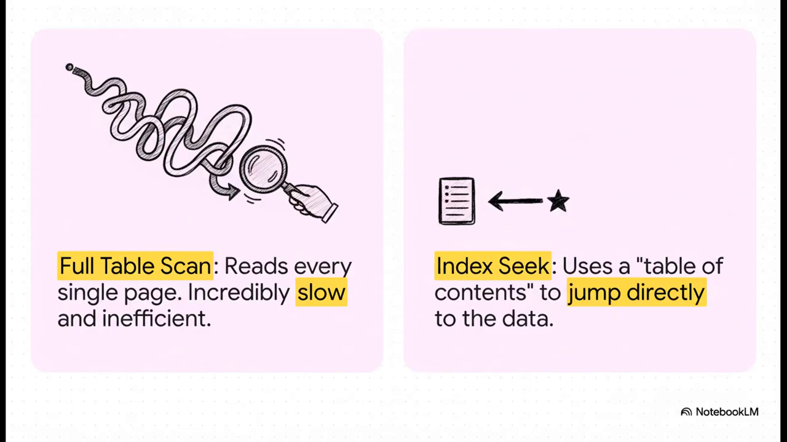And here you can see that difference in black and white. On the left, you've got that brute force read everything full table scan. But on the right, that's the smart way, an index seek. Instead of reading the whole book, the database just looks at a special table of contents and jumps right to the data it needs. This is the hero of our story.